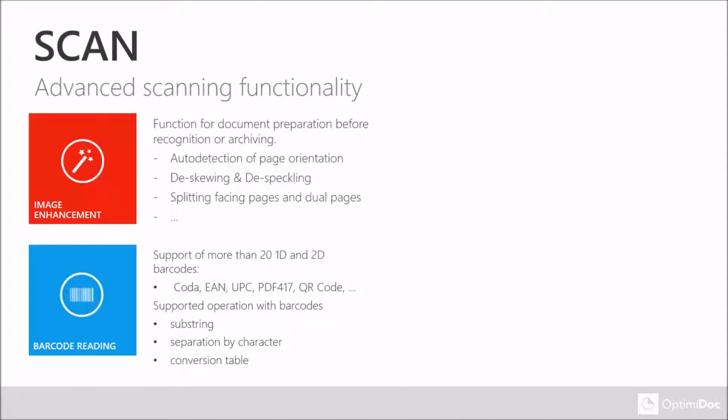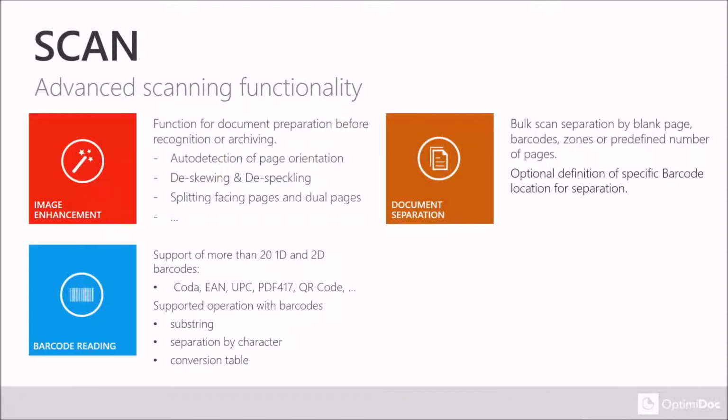inside the OptimiDoc. The barcode could be used also for the separation of the document. That means that you can scan more than one document at once, and the system automatically recognizes based on the barcode that there is a starting new document and separates this document and works with this document separately. You can separate also the document by the blank page, or zone, or predefined number of pages. The zone separation means that you can define that on the first page there is always some text which is available, like an agreement or the invoice. So that was the document separation.